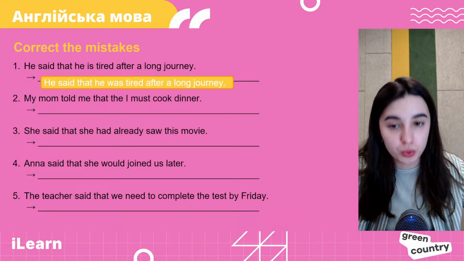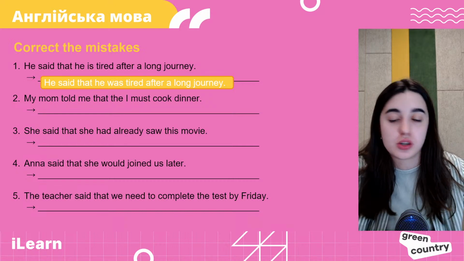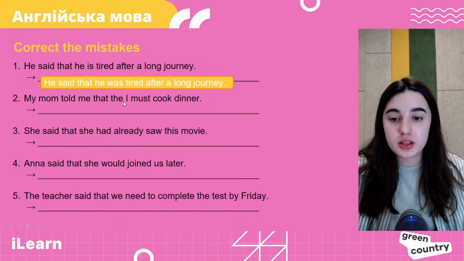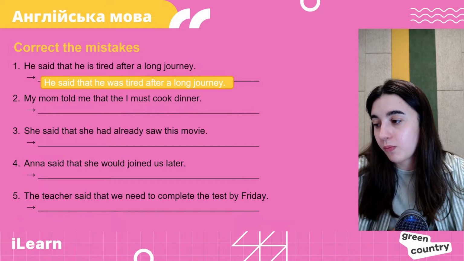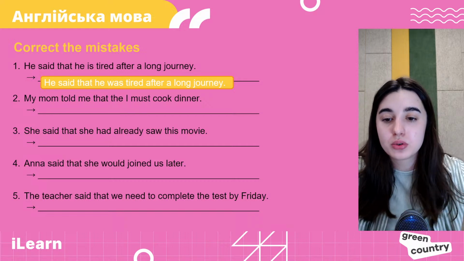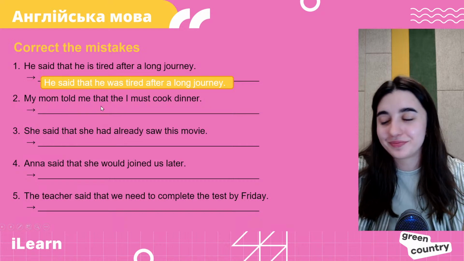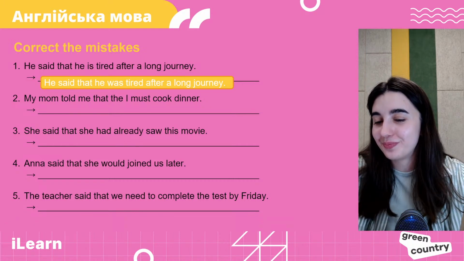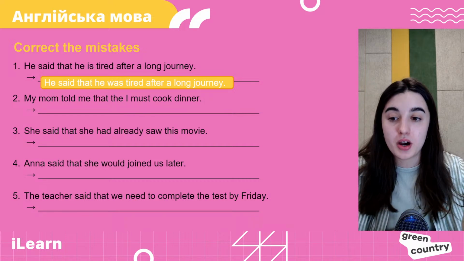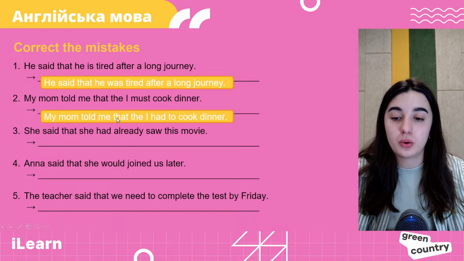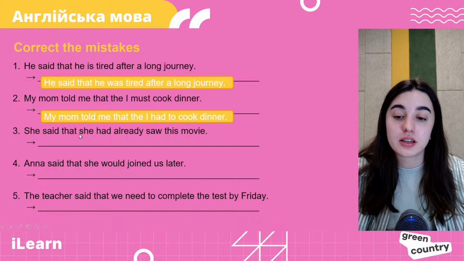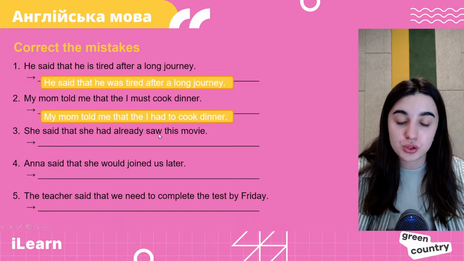He said that he was tired after a long journey. Good. My mom told me that I must cook dinner. Yeah, that was my fault, it wasn't planned. Okay, my mom told me that I had to cook dinner. Okay. She said that she had already saw this movie.